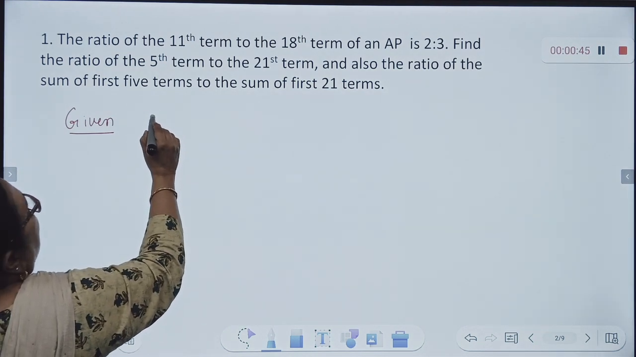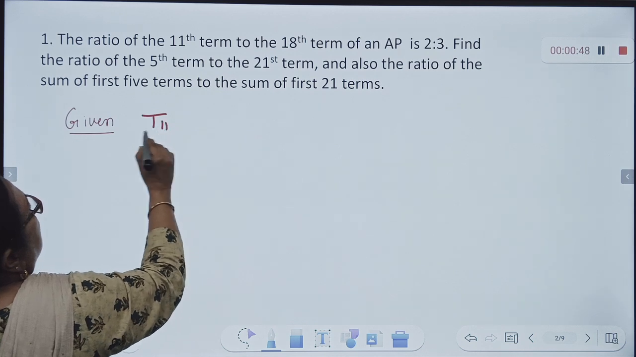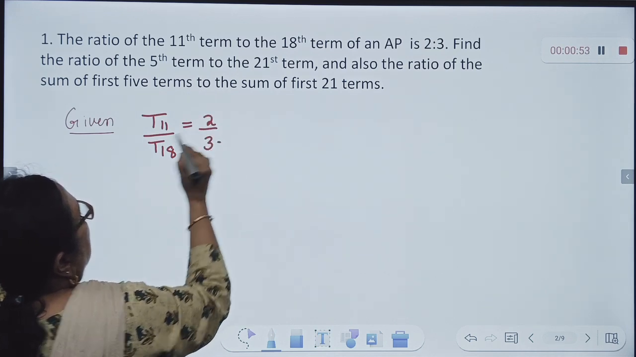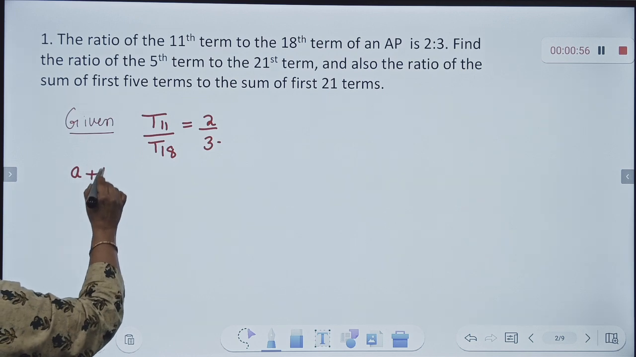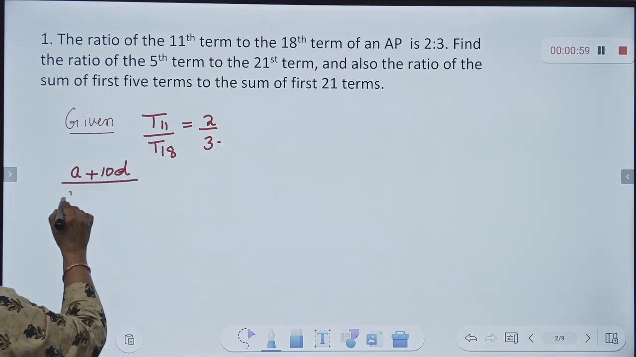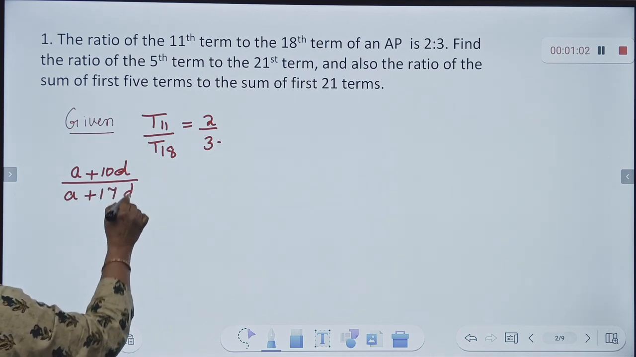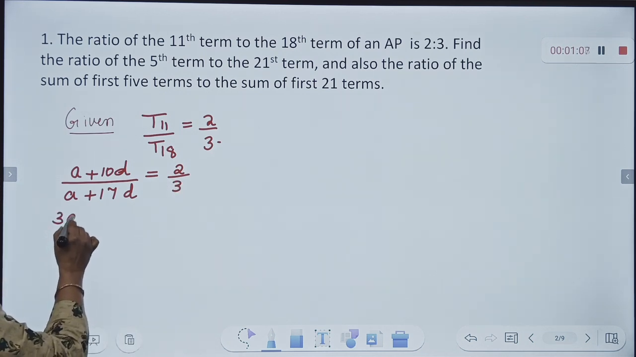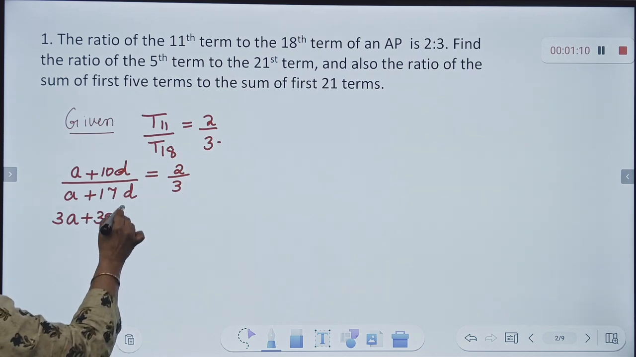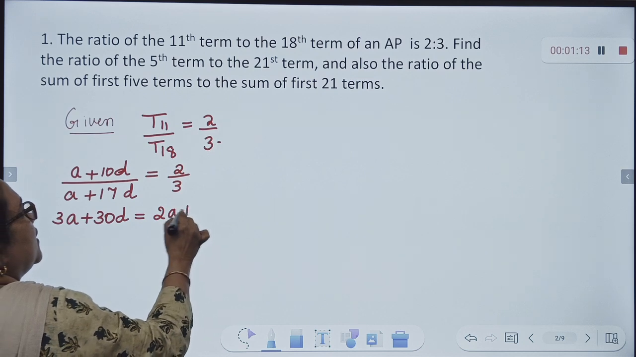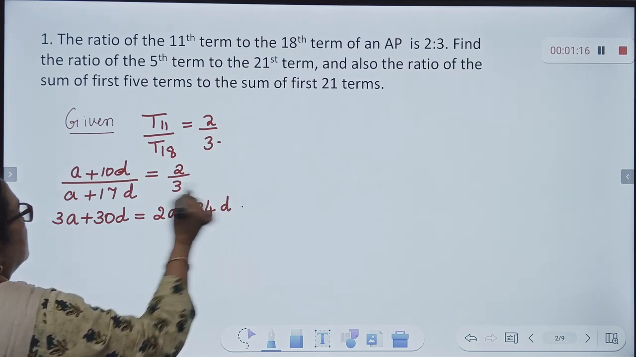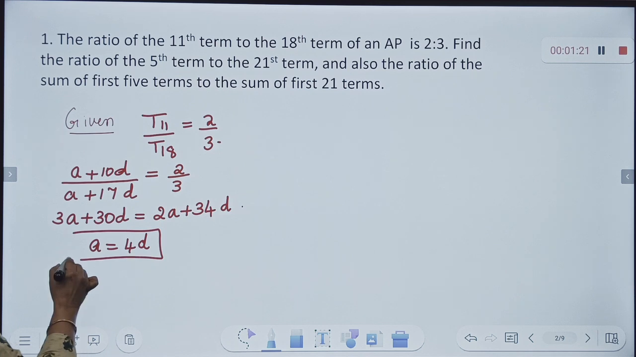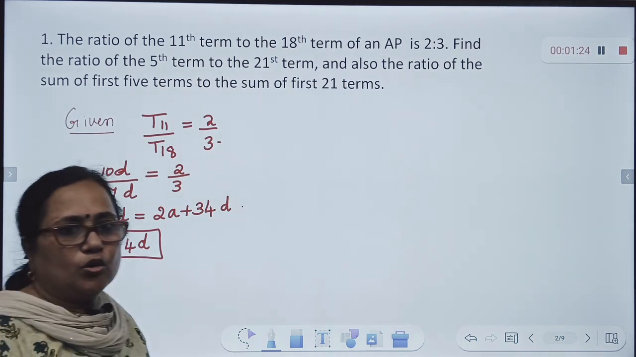The ratio of the 11th term to the 18th term is 2:3. What is the 11th term? A plus 10D. What is the 18th term? A plus 17D. That is 2/3. Therefore, 3A plus 30D is equal to 2A plus 34D. So A equal to 4D. So we have now got A equal to 4D.